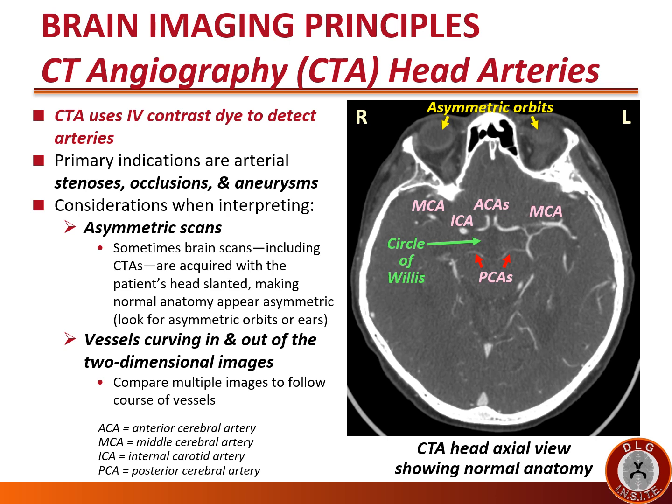And one might think these are stenoses or occlusions, but in fact, they are normal arteries. If you look at the images below and above this image, you would see that the arteries continue in full diameter, and therefore these are not pathologic arteries. You must compare images above and below each image to determine if in fact vessels are curving in and out of the two-dimensional images. And don't misinterpret these as stenoses or occlusions.